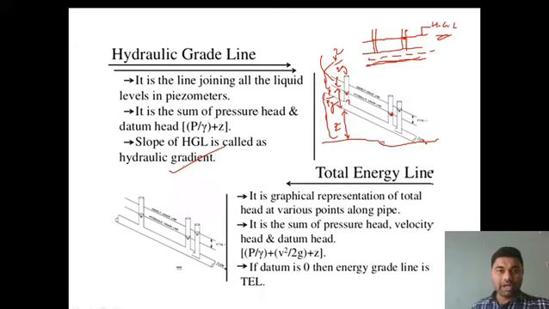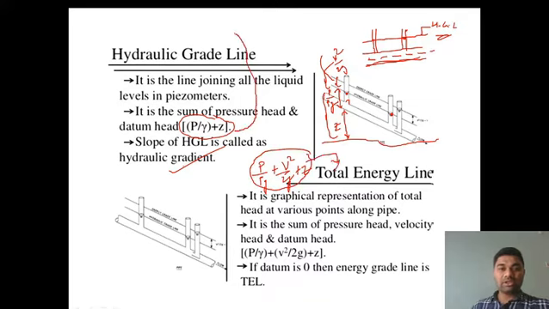In hydraulic gradient, we have P by rho g, that is gamma, plus z, whereas in total energy line we have P by rho g plus V square by 2g plus z. If we represent all three quantities graphically, it is the total energy line. If we represent only these two quantities, it is the hydraulic grade line. That is the main difference between the total energy line and the hydraulic grade line.